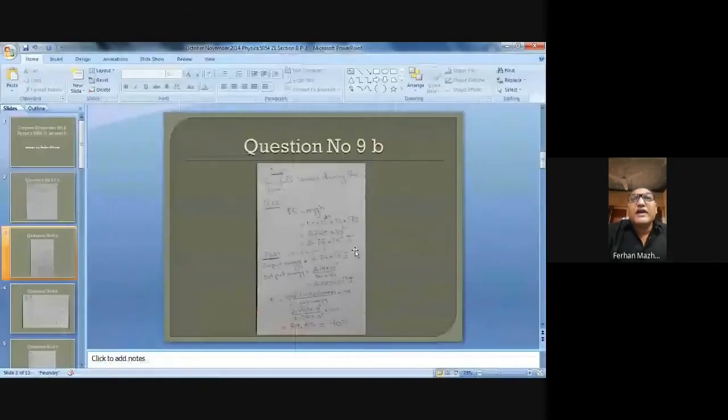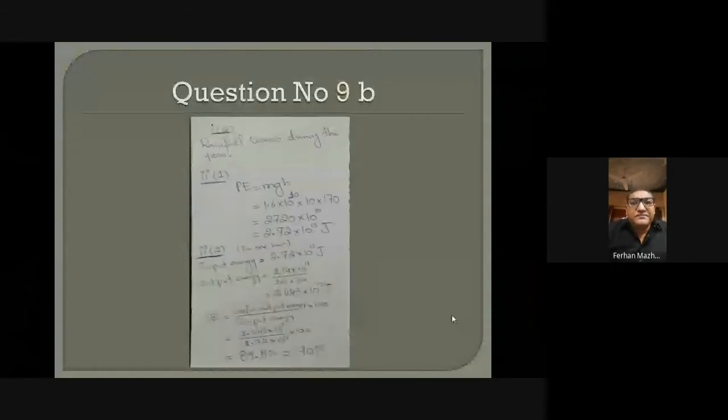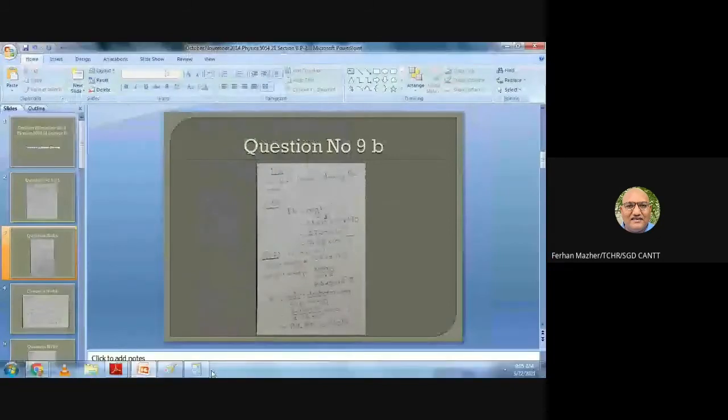Let me show you. And this is showing on the screen. So potential energy is equal to mgh. The value of m is 1.6 x 10^10, and the value of g is 10, and the value of h is 170. Just multiply them. The final answer on your calculator will be 2.72 x 10^13 joules. So this much potential energy is lost by the water in 1 hour.